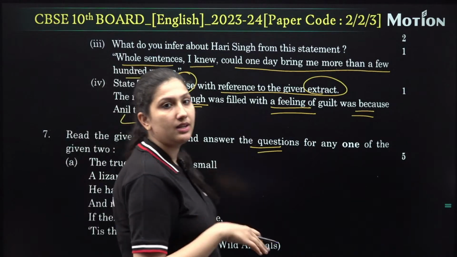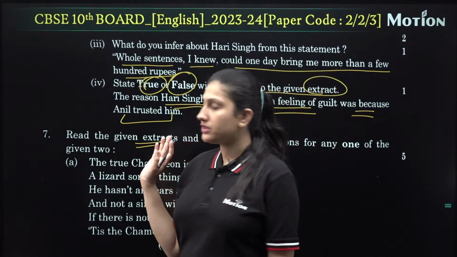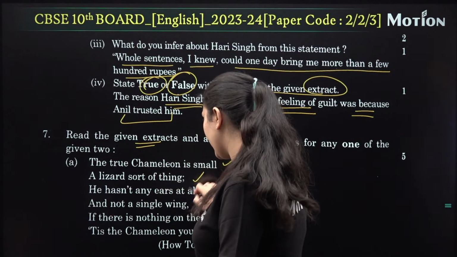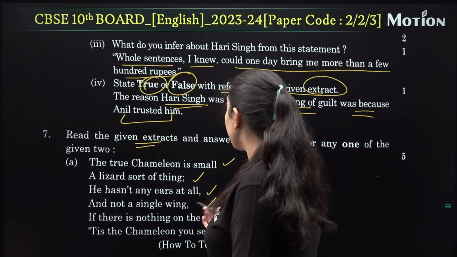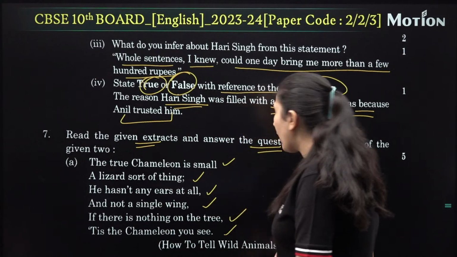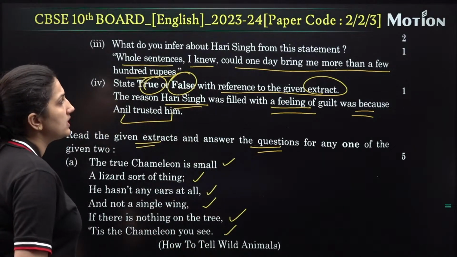Again, this is our next extract. One was from the chapter itself. This is from the poetry. "The true chameleon is small, a lizard sort of thing. He hasn't any ears at all and not a single wing. If there is nothing on the tree, this the chameleon you see." How to tell wild animals में से है आपका ये question. So we'll come to question directly.